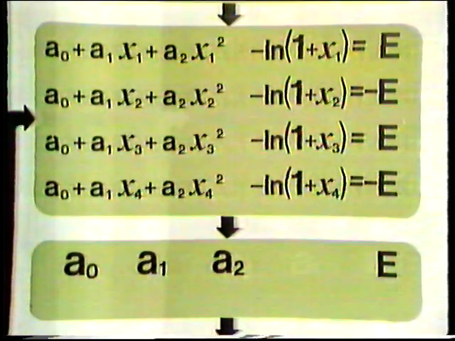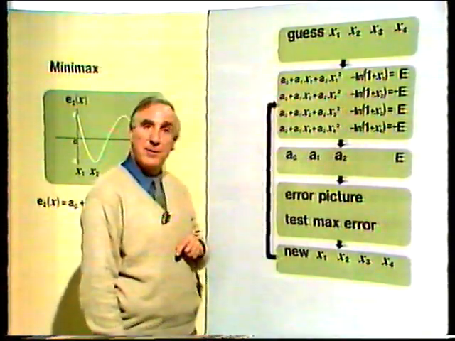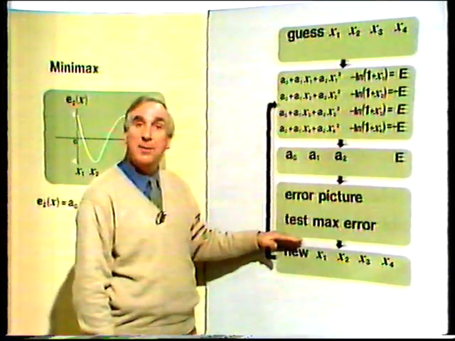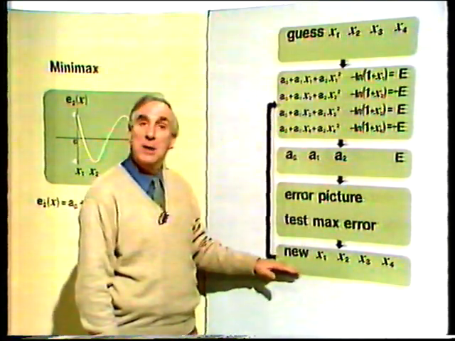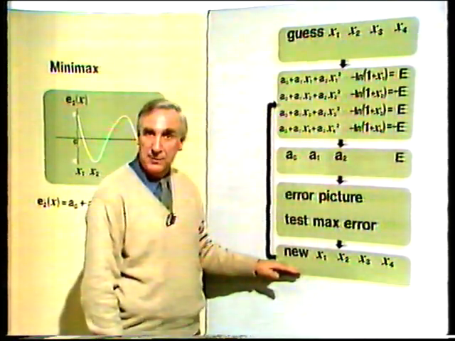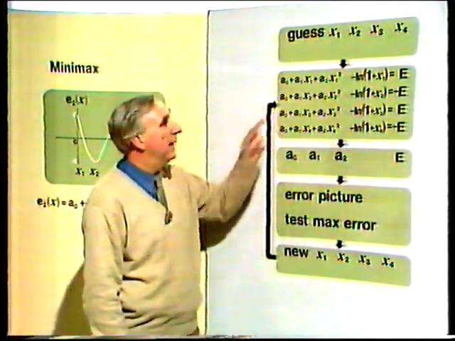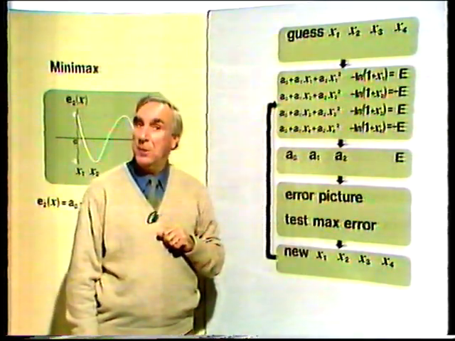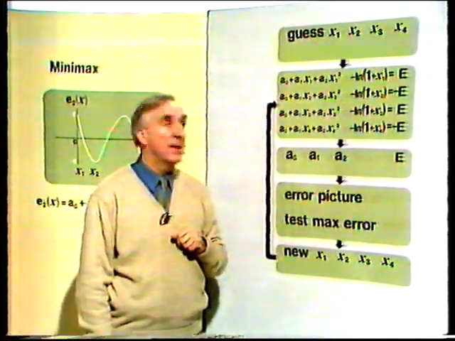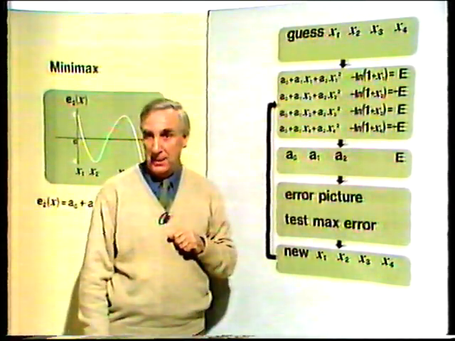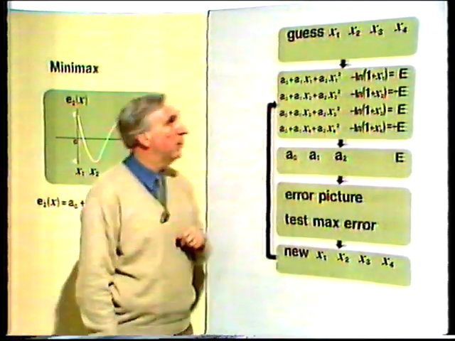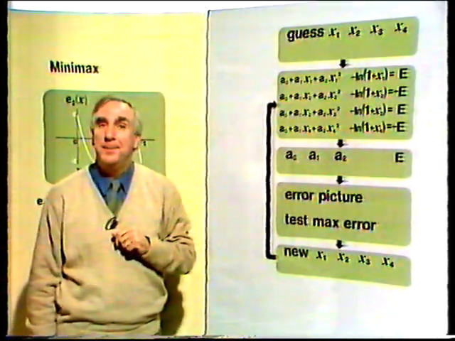But almost certainly there will be, and what we now want to look at is the error picture to see where the errors are largest. So we work out the error, we test where the error is a maximum, and that gives us a new choice for the x1 to x4. We'll therefore put that back in there, repeat the operation, and go on round this loop until we've converged, until we've settled down to the a's and the e, and there's no further change. This is called the Remez algorithm, and to see how it works, let's put in some numbers.